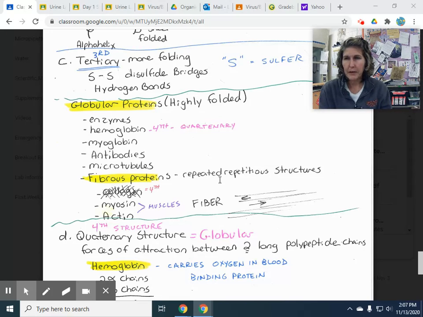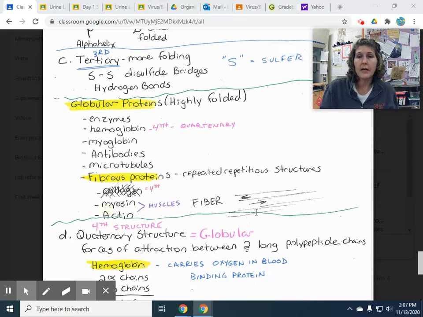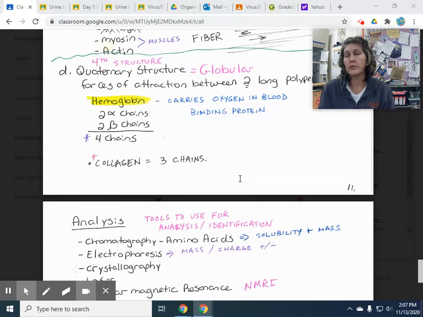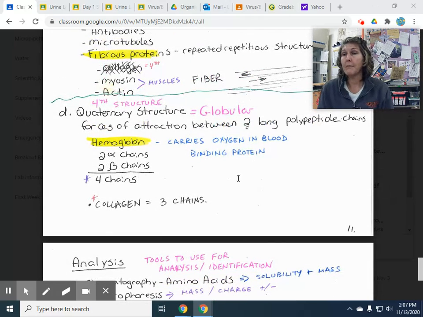If you guys remember doing that protein lab, it barely is moving out of those wells. It is super duper heavy. It's a big, giant globular protein. Remember what it does? It carries oxygen within the blood. It's going to be a heme group or an iron group, which means basically a binding protein. It is binding oxygen and it is transporting it throughout the body.